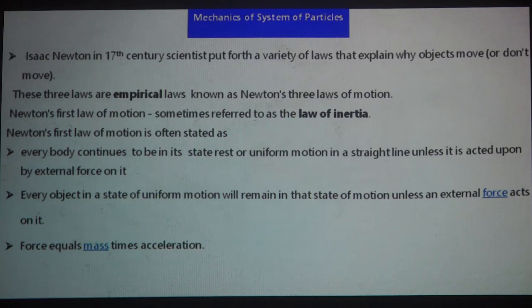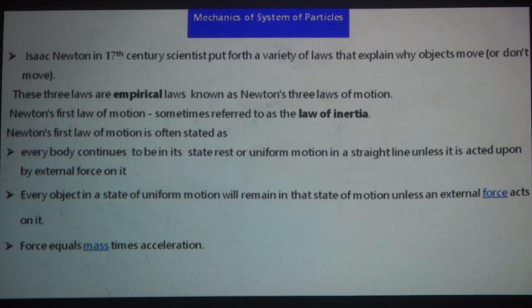Now in this lecture I will only discuss Newton's laws of motion and some of their applications, like projectile motion or rocket motion. Newton in the 17th century put forth a variety of laws that explained why objects move and why objects don't move. These laws are called empirical laws because these laws are fundamental laws. They can't be derived, proved or deduced from other principles, and that's why these three laws are called empirical laws.